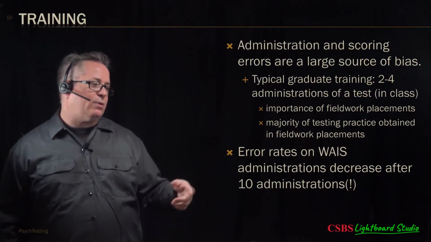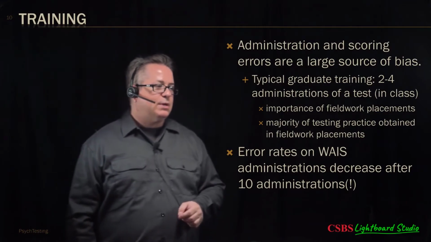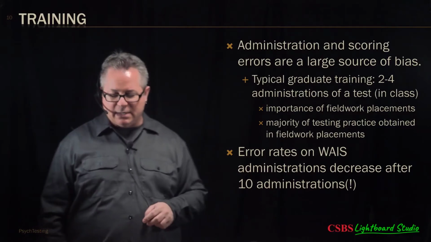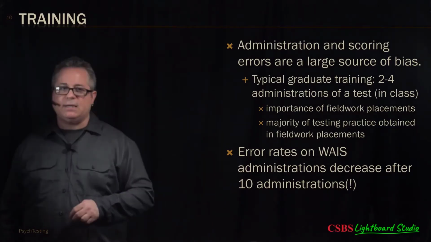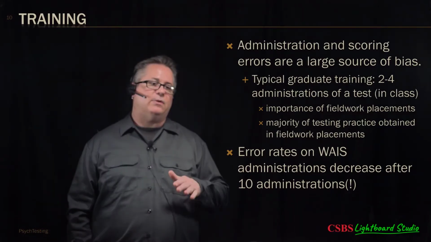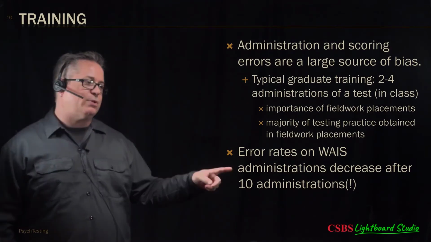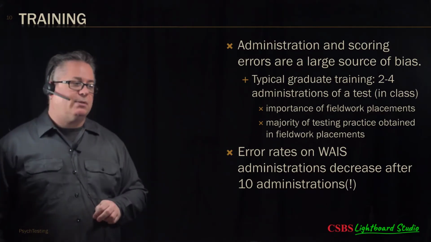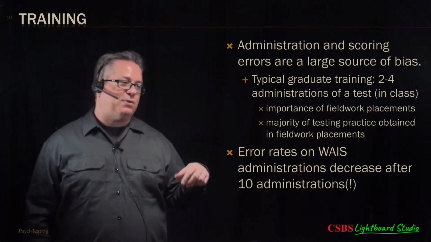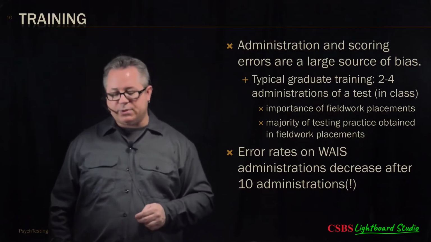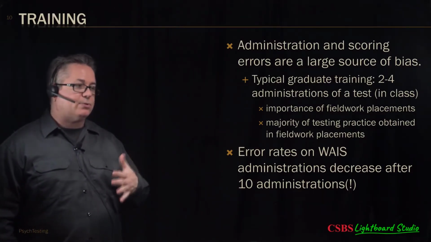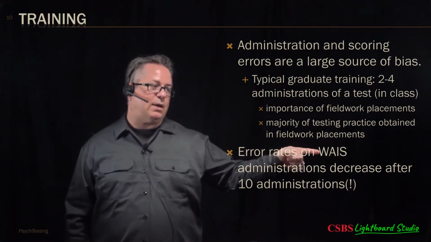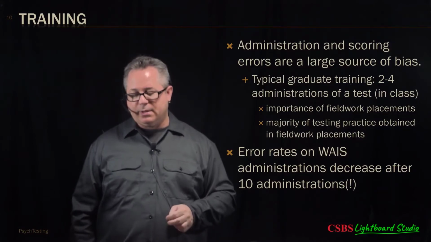The error rates on the Wechsler Adult Intelligence Scale administrations decrease after 10 administrations. I have an exclamation point. Think about that. Someone needs to administer the WAIS 10 times to adequately decrease the amount of errors that are due to just issues with administering the test. So again, somewhere there's an administrator doing it for the first time, and that person could actually be skewing or screwing up your score, and your actual IQ may not be quite adequately captured by that.